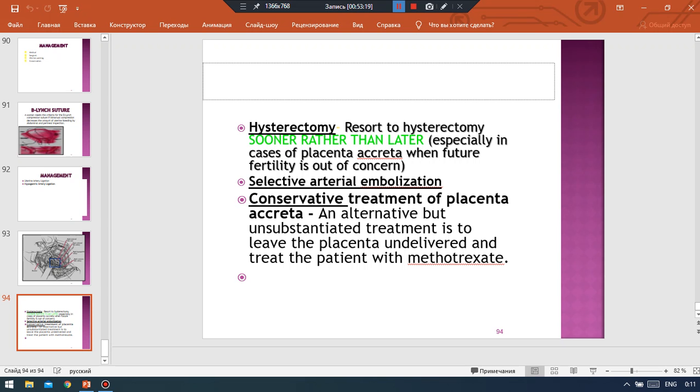Offer routine prophylactic oxytocin to all women. It's very important to do it. Prophylactic ergometrine-oxytocin, oxytocin, syntometrine, oxytocin with prostaglandins. It's very important to use these drugs too, because they prevent postpartum hemorrhage.